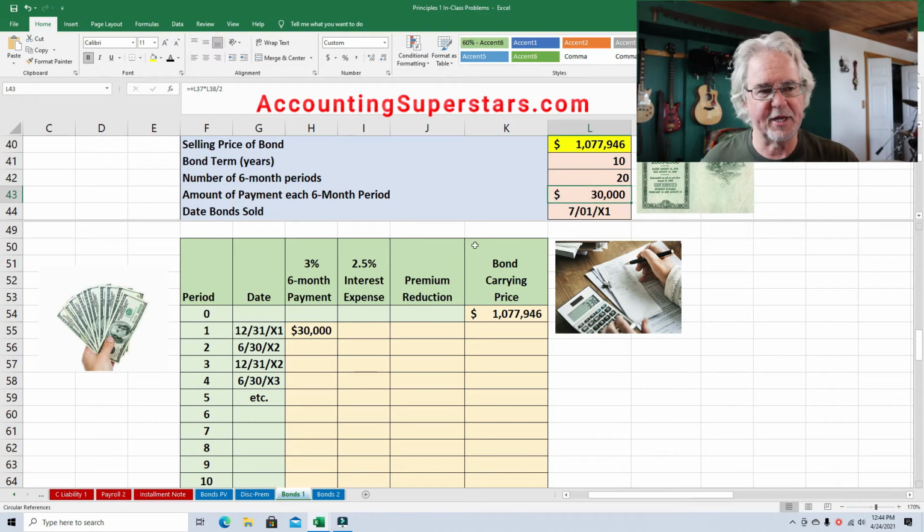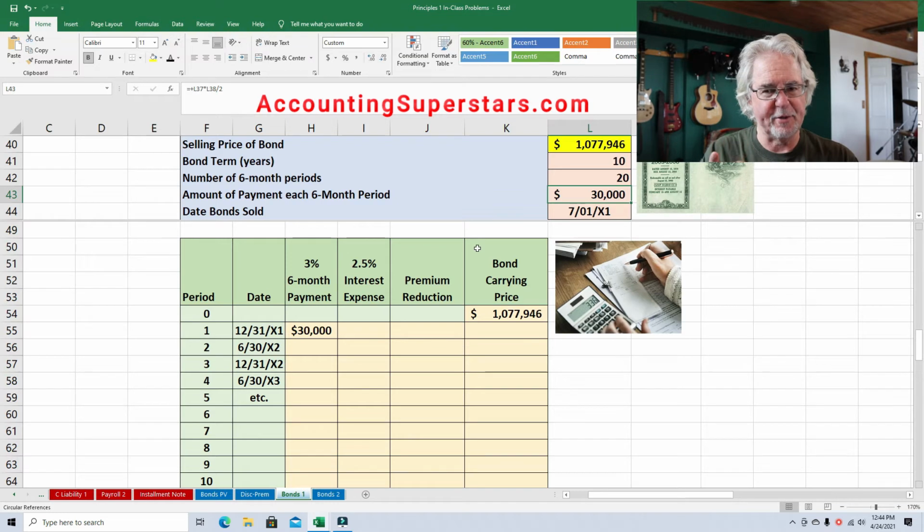Now, each 6-month payment is $30,000, and it's right here. How did we get that? One more time. 6% interest per year divided by 2 is 3%. 3% of $1 million. It's not 3% of $1,077,000. You know, it's what is owed. It's according to the contract.